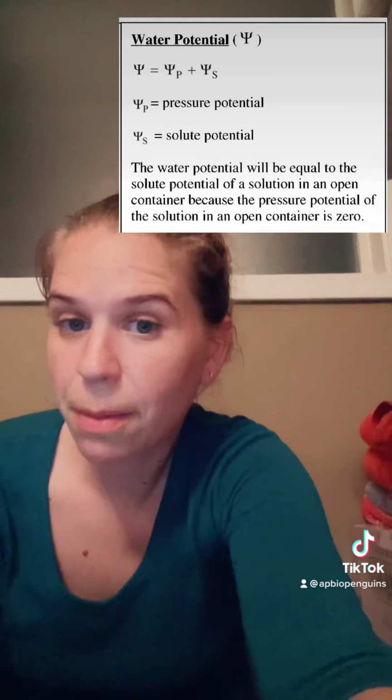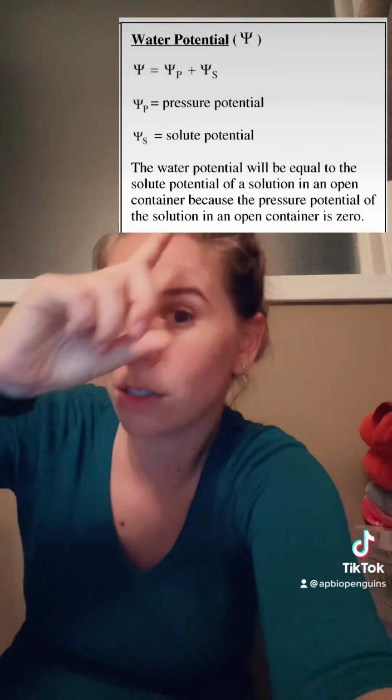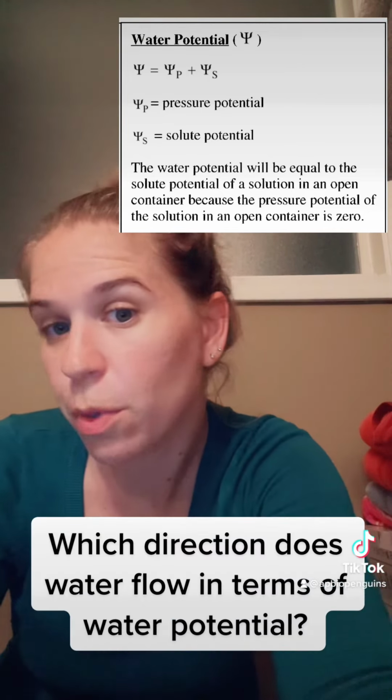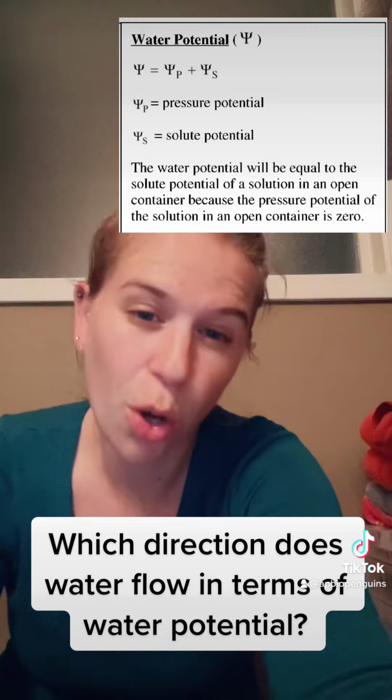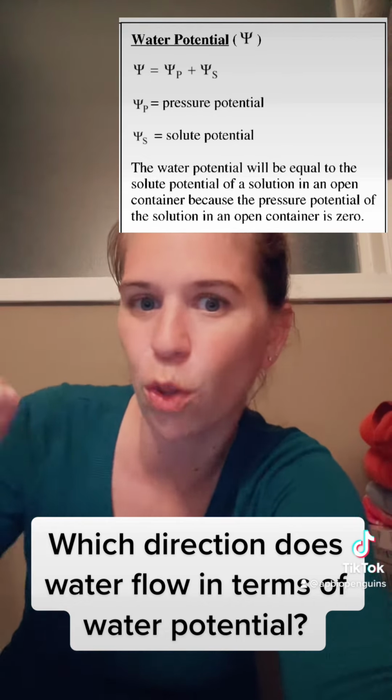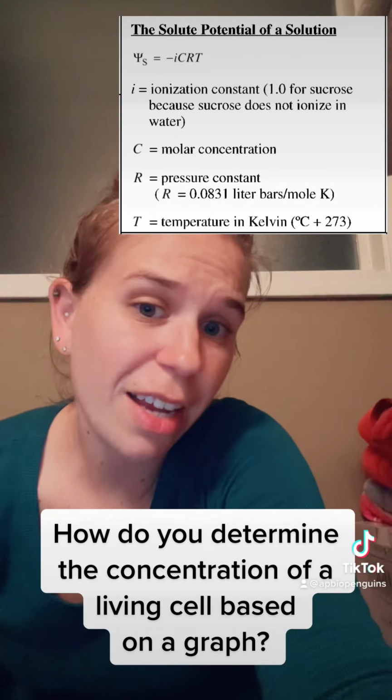Bad news, y'all. We got more math. Water potential is calculated by looking at the pressure potential plus the solute potential, and that's going to give you the overall water potential. Water is going to flow from where there's a higher water potential to where there's a lower water potential. The way I remember that is that high water potential means it has a high potential for the water to move.